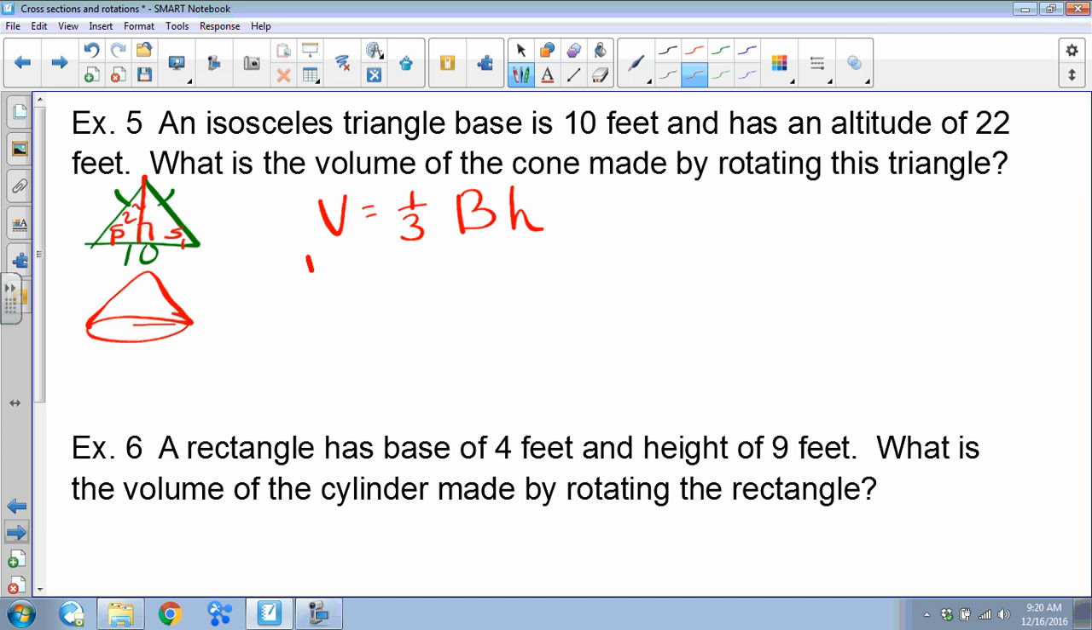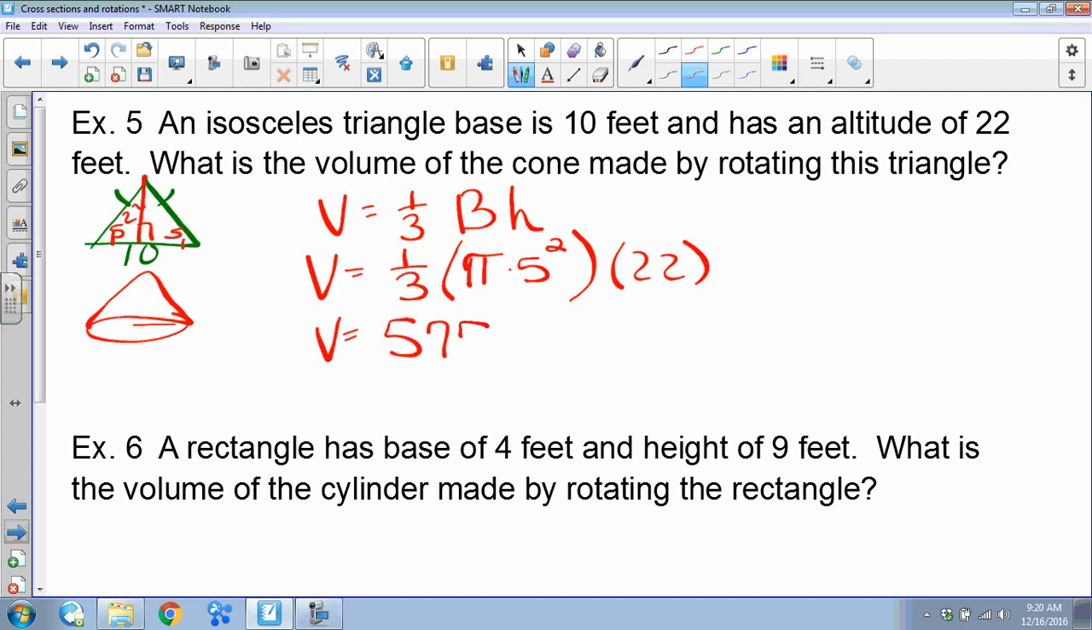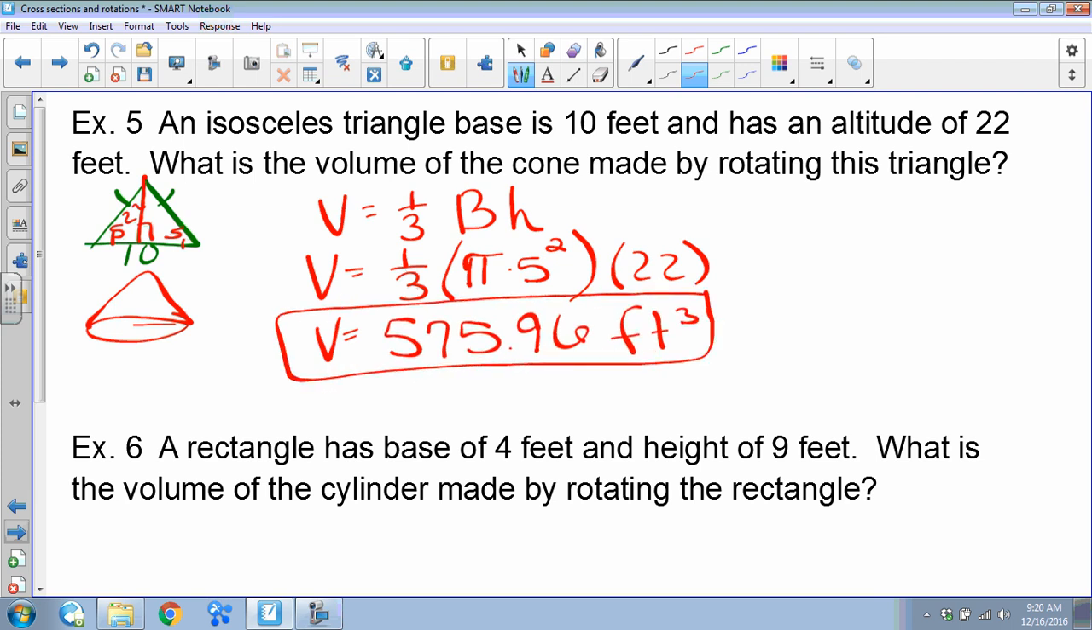And so volume equals 1/3 times pi r squared, which is pi times 5 squared, okay? And then times the height of the cone, which is 22. And when you calculate that, you get 575.96 cubic feet. See, this one didn't say rotated around the center, but you're to assume it's rotated around the center. Okay?